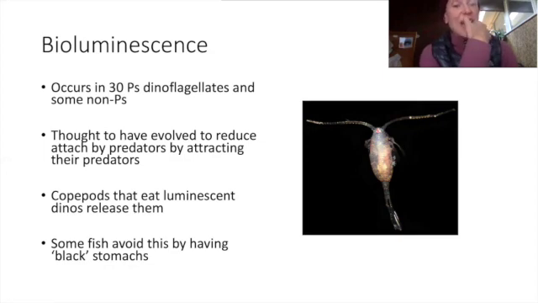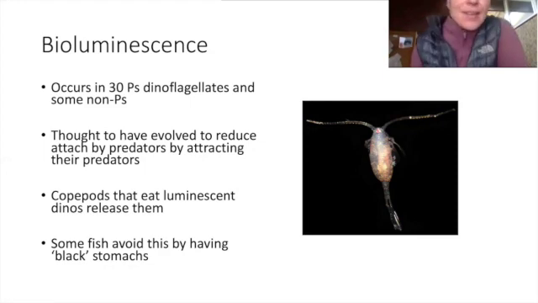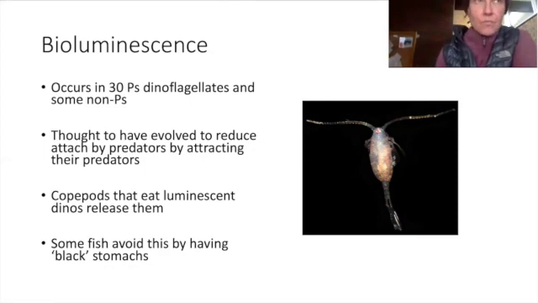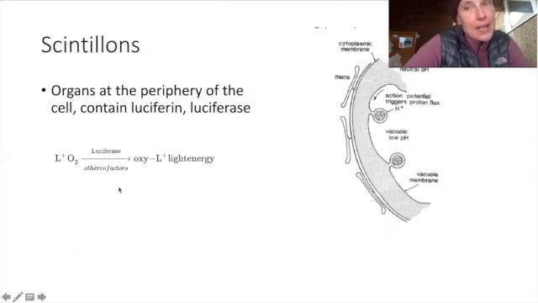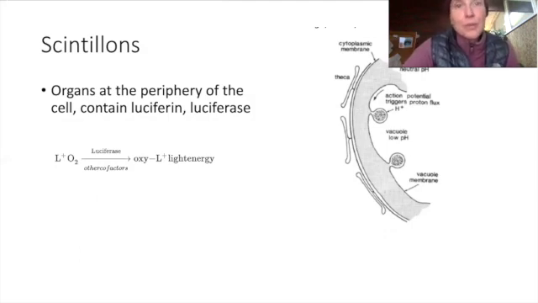So some fish actually have black stomachs, so they can eat things like bioluminescent squid and cuttlefish and dinoflagellates. Okay, how does this happen? Well, it happens as a chemical reaction in the cell of the dinoflagellate. There are organelles at the periphery of the cell in the cytoplasm. They're called scintillons. And inside the scintillons, the dinoflagellate produces a protein called luciferase, an enzyme, which when it's oxygenated, releases energy in the form of light.